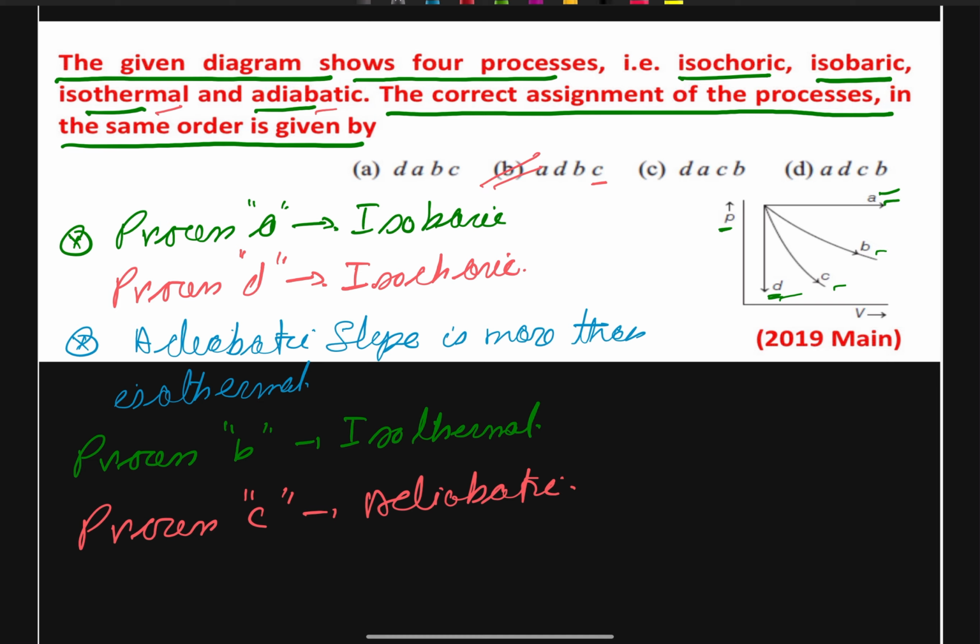Let me write it here. Isochoric is our D, isobaric is our A, isothermal is our B, and adiabatic is our C. So the order will be DABC.